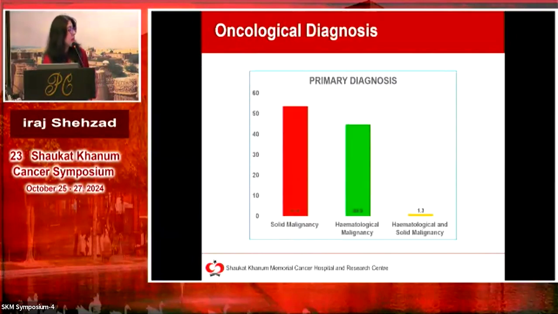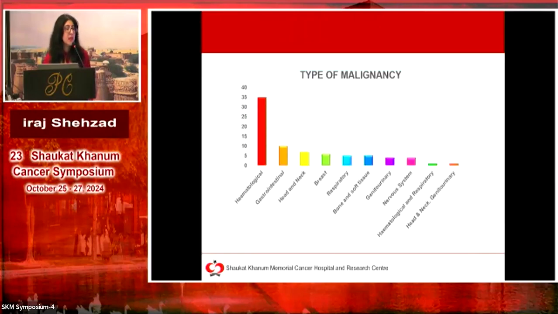On studying the primary oncological diagnosis in these patients, pneumococcal disease was more common in solid organ malignancies, in 53.8% of the patients, and 44.9% of the patients had hematological malignancy. There was only one patient who had both a hematological and a solid organ malignancy. When we compared the different types of malignancy, 35 of the total 78 patients suffered from a hematological malignancy, with pre-B ALL being the most common malignancy.